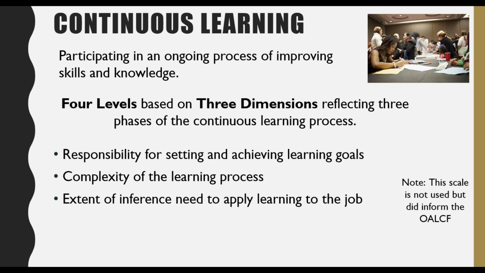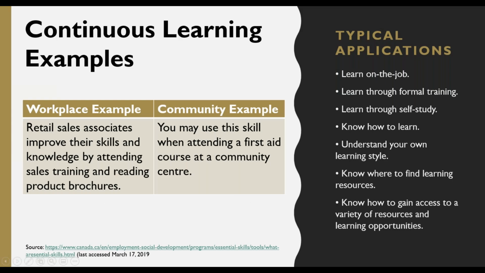So you have 4 levels based on 3 dimensions, reflecting 3 different phases of the continuous learning process. So the responsibility for setting and achieving learning goals, complexity of the learning process, and the extent of interference needed to apply learning to the job. Applications are learning on the job, learning through formal training, learning through self-study, know how to learn, understand your learning style, know where to find resources, and know how to gain access to opportunities.